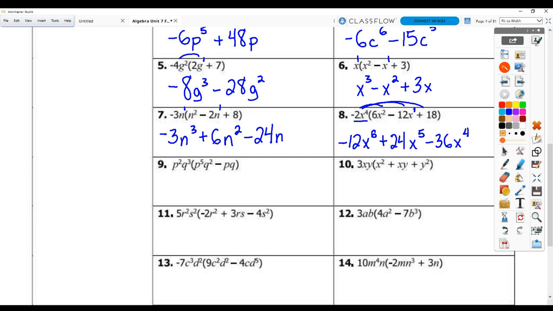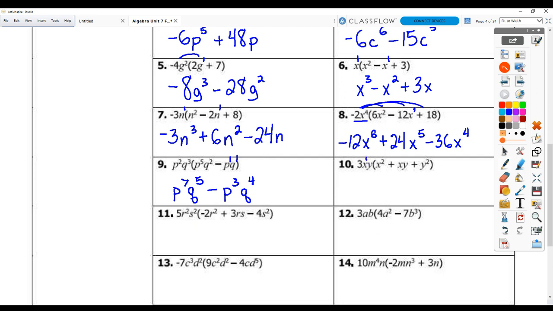And then p squared times p to the 5th is p to the 7th. Q to the 3rd times q squared is q to the 5th. Minus, remember this p and this q have invisible 1 exponents. So p to the 3rd, q to the 4th. You're going to add 1 onto each of those exponents.